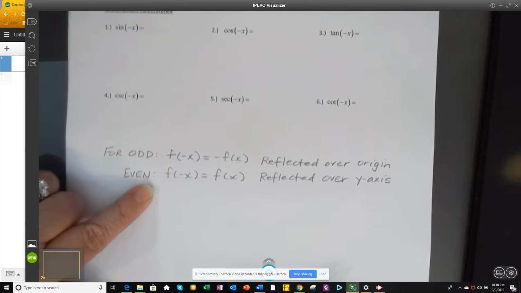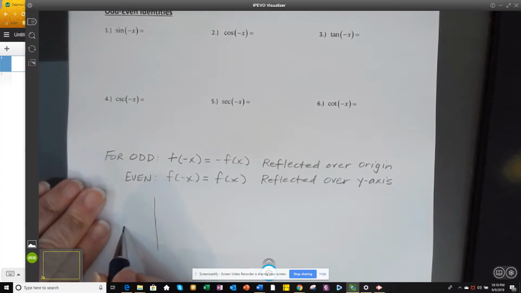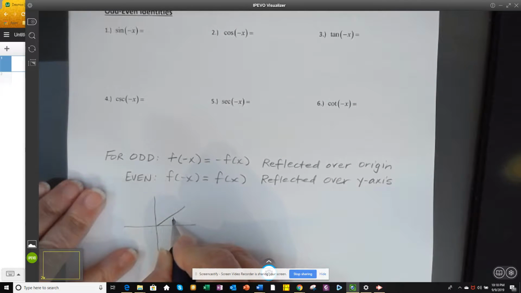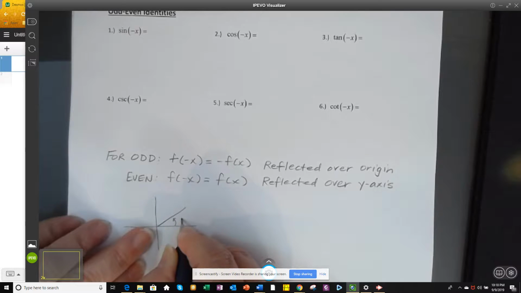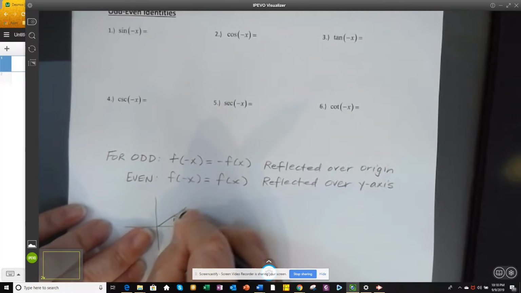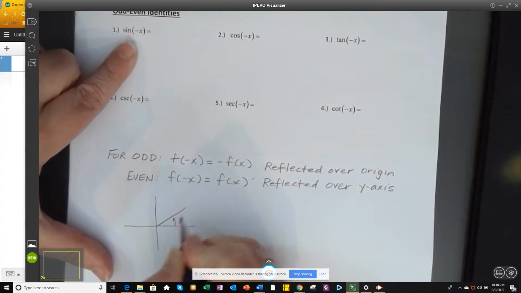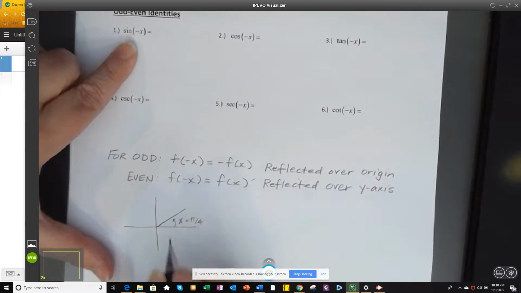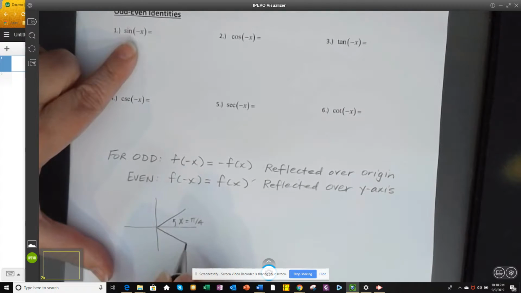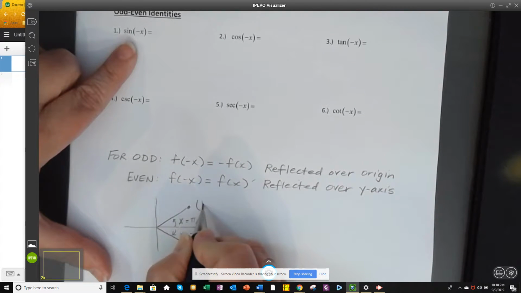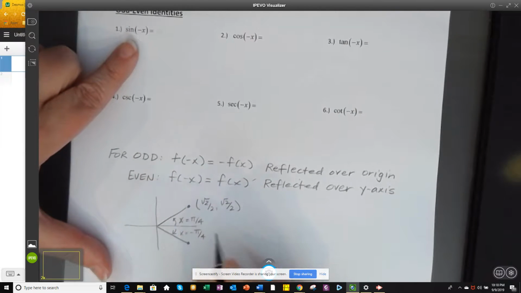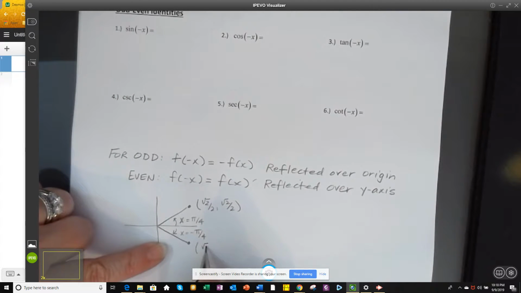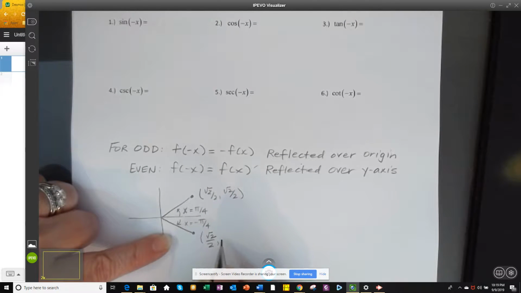Now I like to think of, if I were doing an angle of rotation here, let's say x equals pi over 4. What is its opposite angle? Well, its opposite angle would be x equals negative pi over 4. And what is this point here? It would be root 2 over 2, comma root 2 over 2. I chose pi over 4 because most people like pi over 4. And this point in quadrant 4 would then be root 2 over 2, negative root 2 over 2.